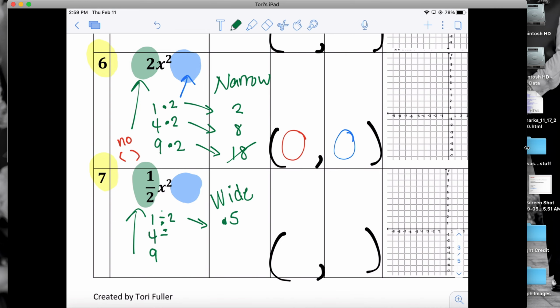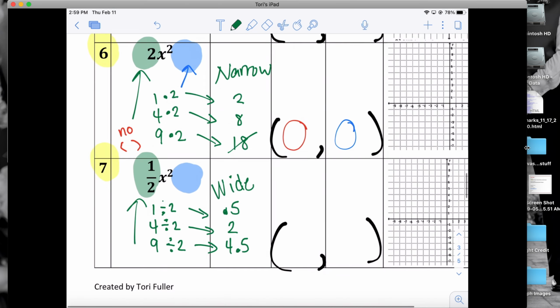If I take 4 and divide it by 2, cut him in half, that gives me 2. If I cut 9 in half, and you're going to have this memorized because you're not going to have a calculator when we do this, that gives me 4.5. Now, all of those are really small. That means that we can fit some more on here.